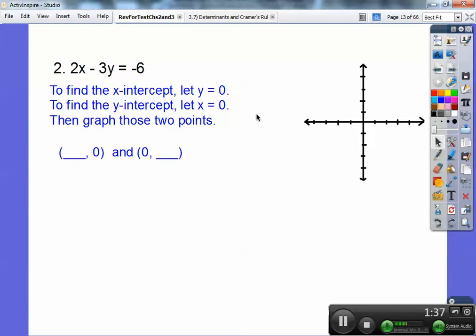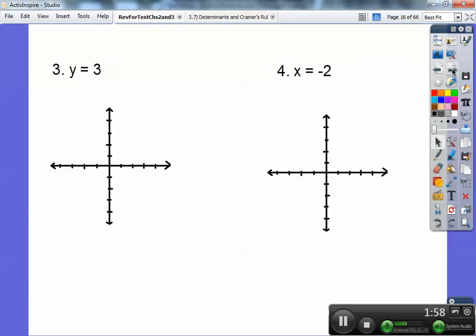Alright, this guy right here, I'm going to use the intercept method. So to find the x-intercept, I let y be 0, so that means this goes away, and you have 2x equals -6. So x would be -3, so I'm going to put a point right there. And then when x is 0, my y-intercept is going to be -3 equals -6, or +2. Okay, so there you go, and connect them up, and we're off.